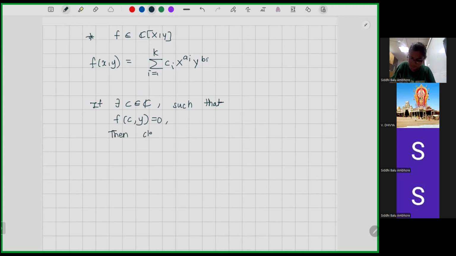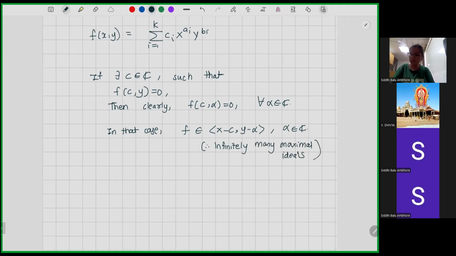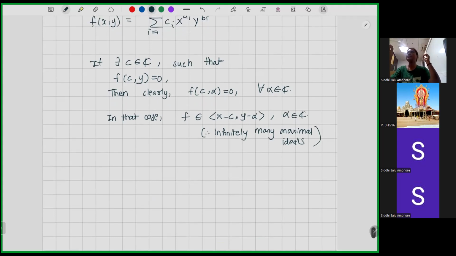Then clearly this f of c comma alpha will be 0 for all alpha in C. So I will get in that case, this f will belong to (x minus c, y minus alpha), alpha belongs to C. And we get infinitely many, therefore infinitely many maximal ideals. Is this okay? This is the first case where just by having information about x, I'm getting the entire thing to be 0.